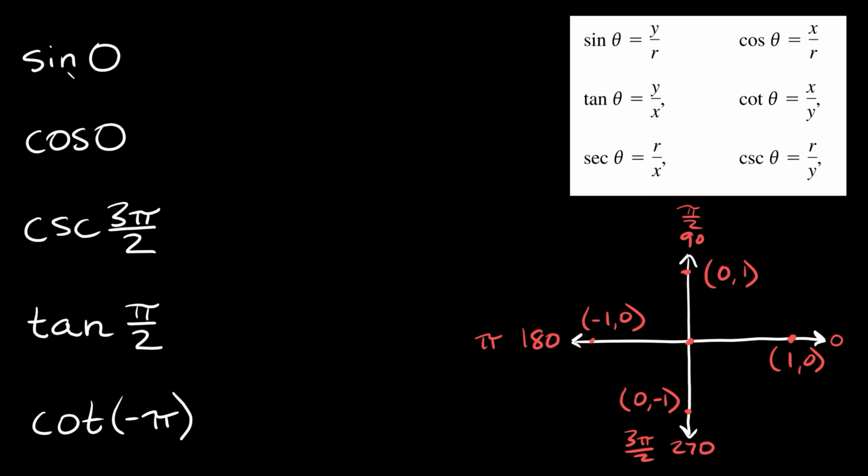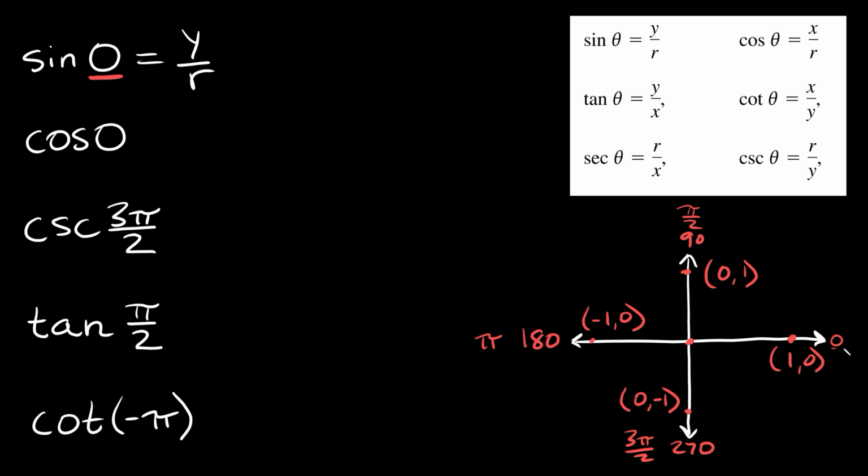So now let's go to this first example. We want to find the sine of 0 radians, or 0 degrees, which would be the exact same thing in this case. How do we do that? First, let's figure out what sine is. If we look at the trig definitions, the sine is equal to y over r. So we want to figure out what y and r are at 0 degrees, or 0 radians.